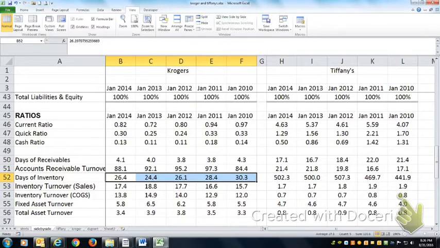The inventory turnover is essentially the reciprocal of the days of inventory. It tells you, per dollar of sales, how often you sell the stuff. They sell their inventory on average 17 times during the year. Tiffany's doesn't sell their inventory very much during the year. They don't turn it over very often at all. All right, so those are showing us similar information.